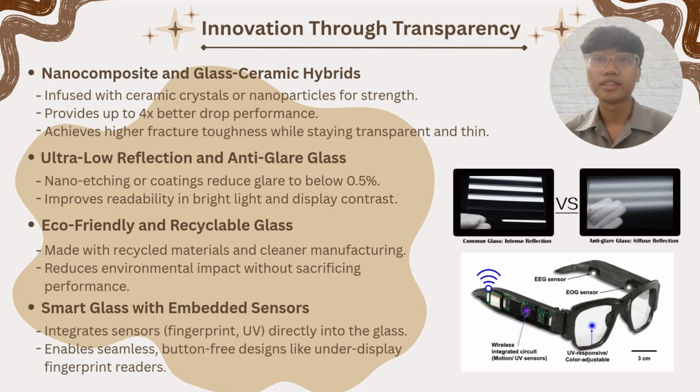And there is a sustainability angle too. Eco-friendly, recyclable glass may use a cleaner process and recycled material, reducing the environmental impact without sacrificing performance. But maybe the most exciting is the smart glass, with embedded sensors like a fingerprint reader or a UV sensor built directly into the glass. This allows for a seamless button-free design, like the under-display fingerprint scanner in modern phones.